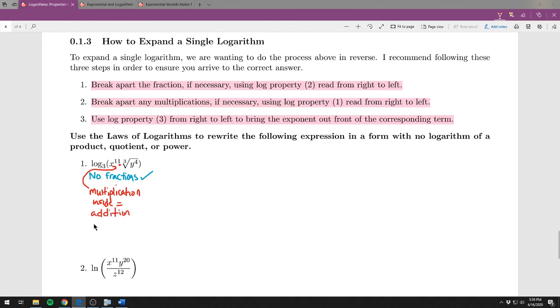Multiplication inside equals addition outside. We get log base 3 of the first thing we're multiplying, which is the x to the 11th. Don't want to block your view. Log base 3 of x to the 11th. Because it's addition outside, we've got plus. And then we get log base 3 of the other thing we're multiplying, the cube root of y to the 4th.